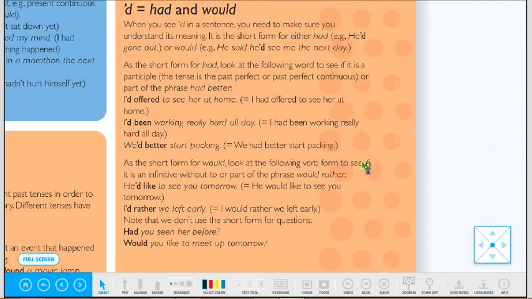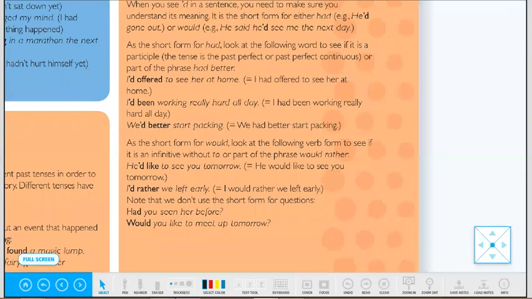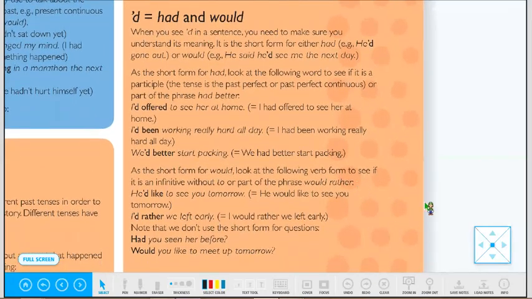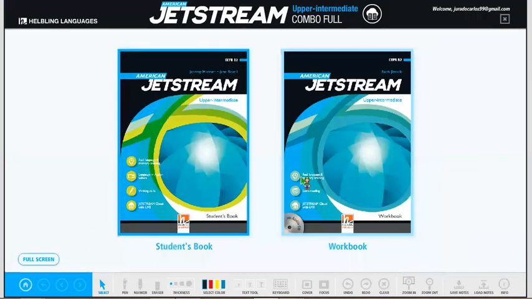All righty. So that's it. Very simple, no? As you can see, the explanation. As a review, if you have a past participle, it is "had". But if you have a simple form, it is "would". Simple. Very, very easy. Okay.